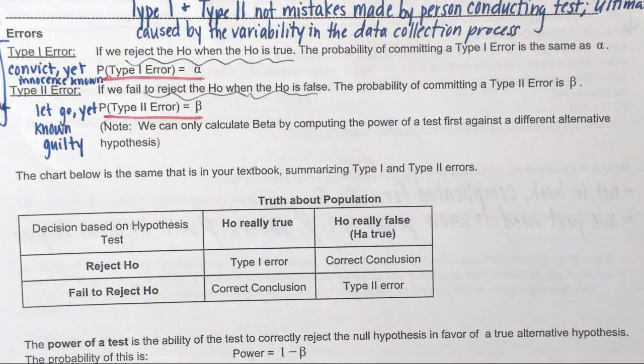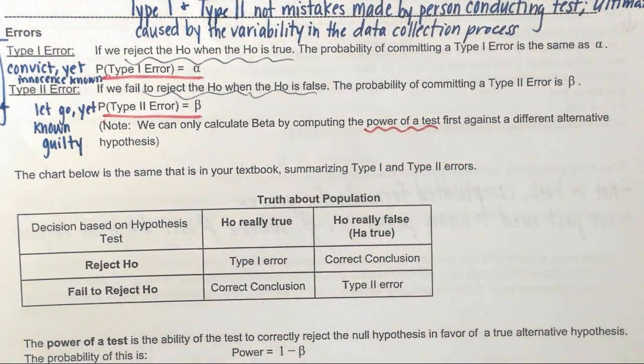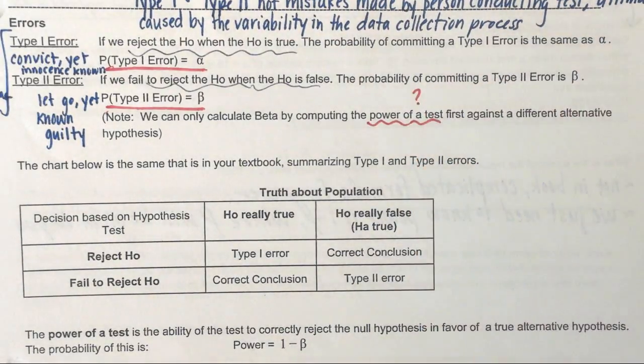And then they add a note that says we can only calculate beta by computing the power of a test against an alternative hypothesis. And never on power of a test. This is the first time we've ever heard that before. What is the power of a test? Okay, so we're going to get there and we're going to make it as simple as we can because it can get real deep, but that's meant to be in a different world.